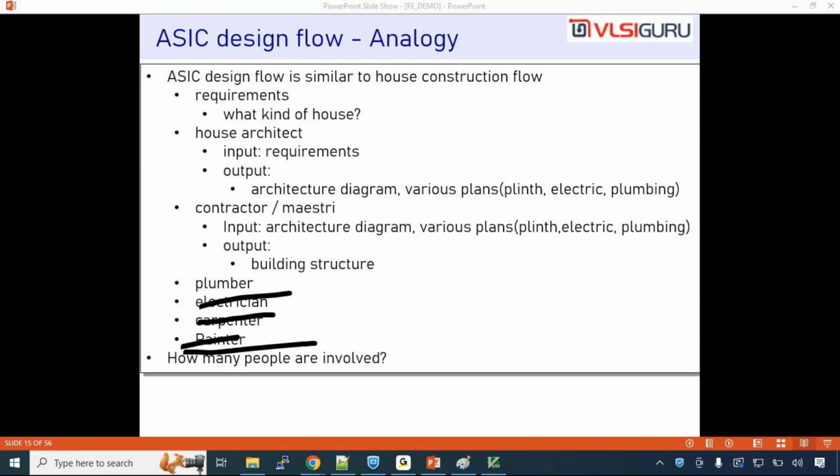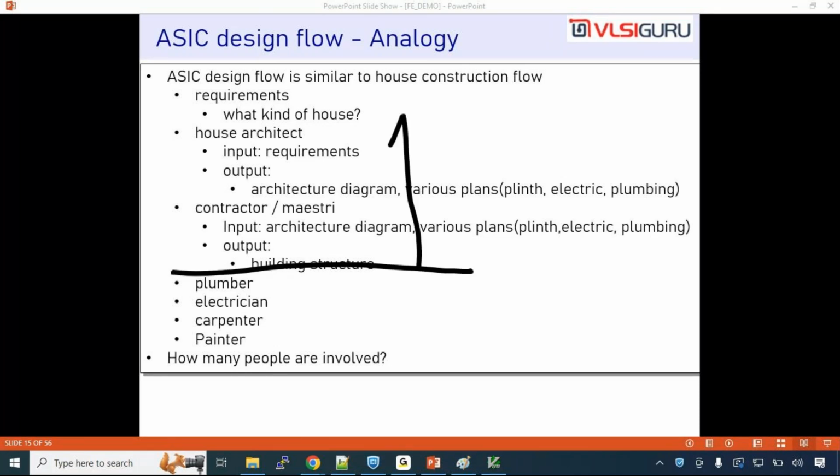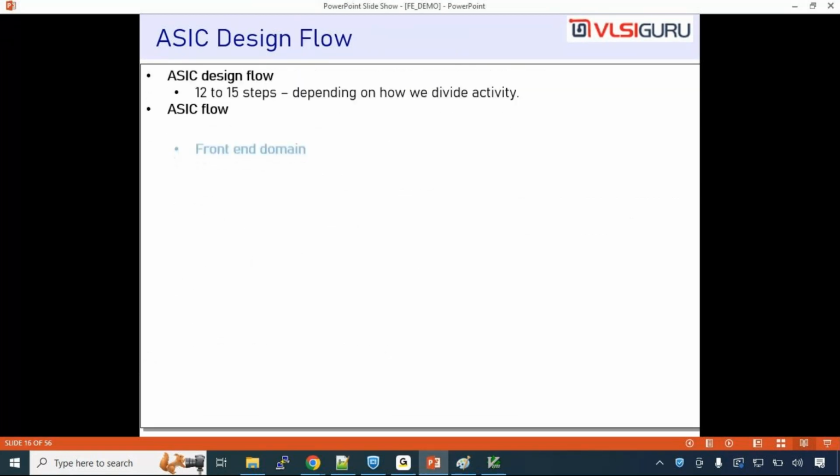So if you take the house construction example, you can divide your house construction into majorly two parts. Tell me, what is one point? Till the building structure comes up, it is one part. Everything you do after that is the second part. I mean, that is how we roughly would divide. Same way in VLSI design flow also, we divide the entire flow into two major parts: front end domain and back end domain.